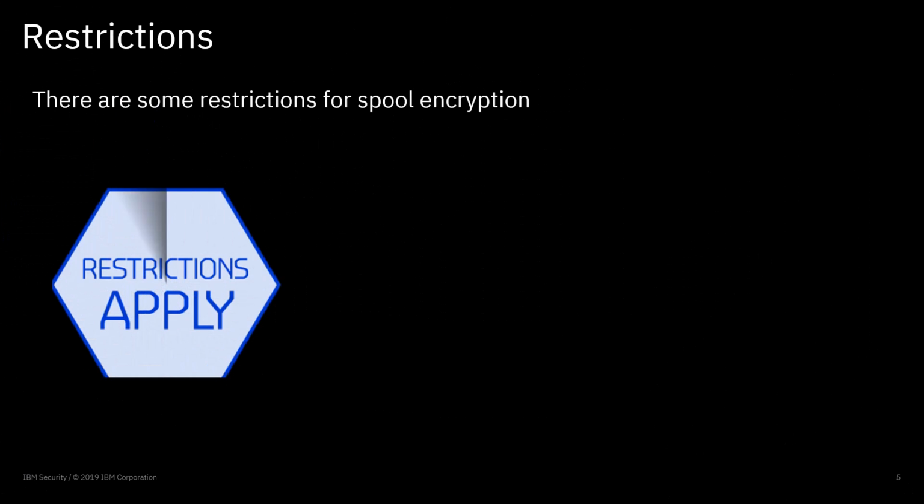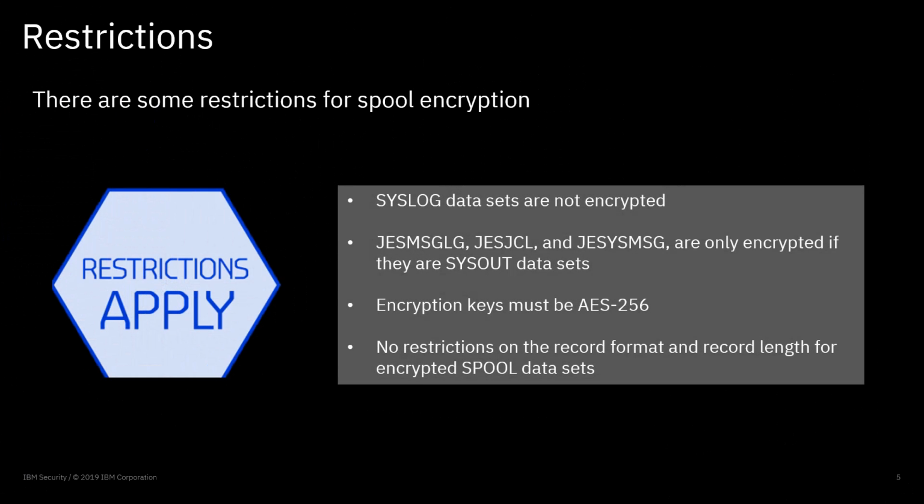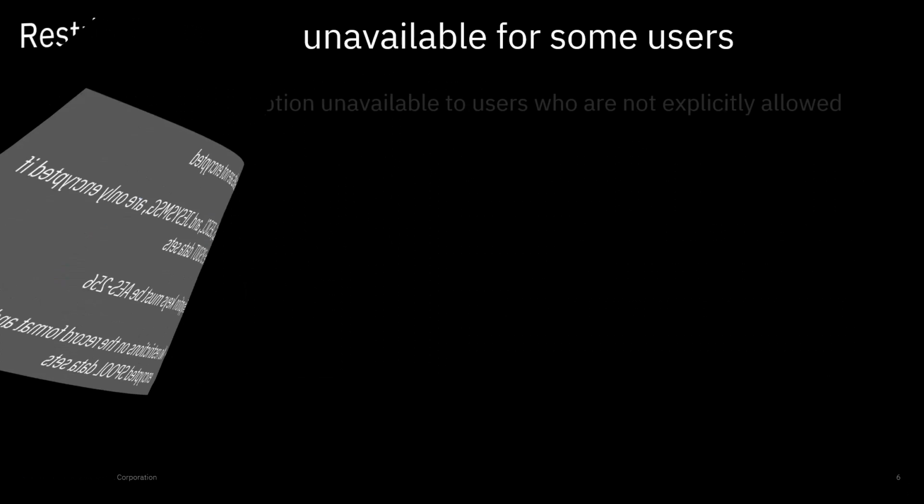There are some restrictions for spool encryption, such as SYSLOG datasets are not encrypted. Some system datasets are only encrypted if they are SYSOUT datasets. Encryption keys must be no lower than AES 256. For example, DES keys are not allowed. There are no restrictions on the record format and the record length for encrypted spool datasets.